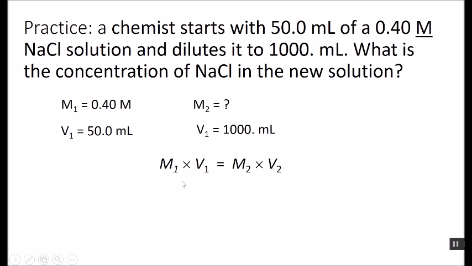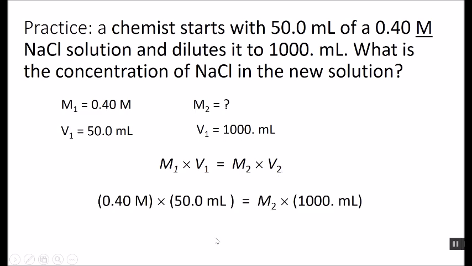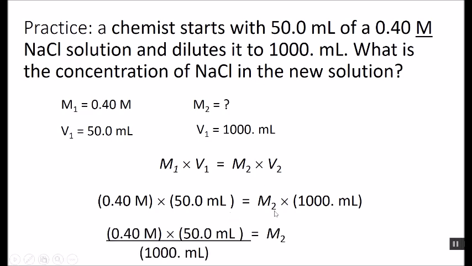So let's start plugging in numbers. M1 is 0.4, V1 is 50, and V2 is 1,000. So that's what my equation looks like. And now I just need to algebraically rearrange it and solve for M2. Rearranged, I can plug in 0.4 times 50 divided by 1,000, and I'll get a molarity of 0.02.